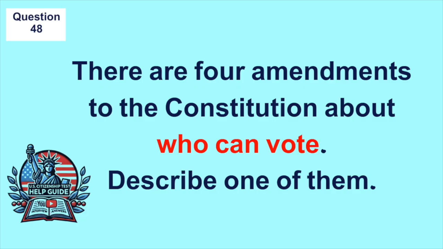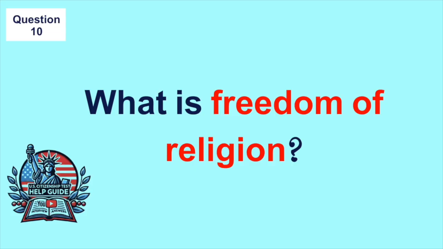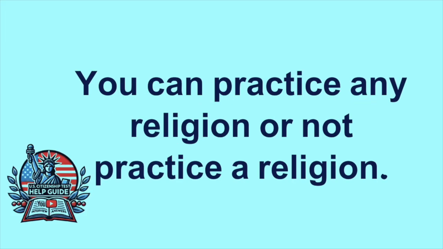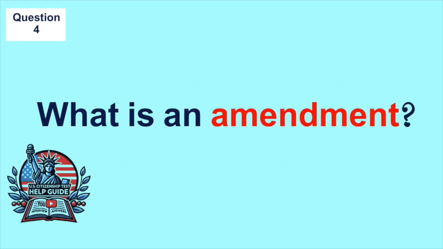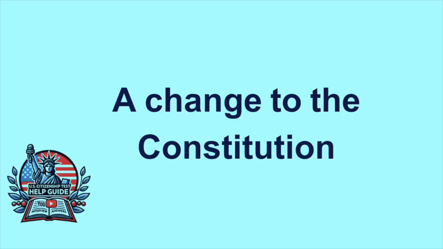There are 4 amendments to the Constitution about who can vote. Describe one of them. Citizens 18 and older can vote. What is freedom of religion? You can practice any religion, or not practice a religion. What is an amendment? A change to the Constitution.